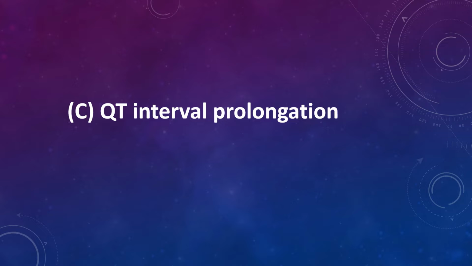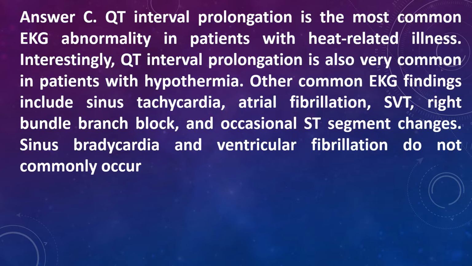C. QT interval prolongation. Answer C. QT interval prolongation is the most common EKG abnormality in patients with heat-related illness. Interestingly, QT interval prolongation is also very common in patients with hypothermia. Other common EKG findings include sinus tachycardia, atrial fibrillation, SVT, right bundle branch block, and occasional ST segment changes. Sinus bradycardia and ventricular fibrillation do not commonly occur.